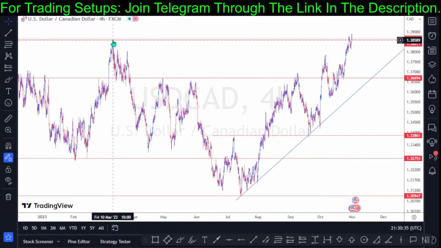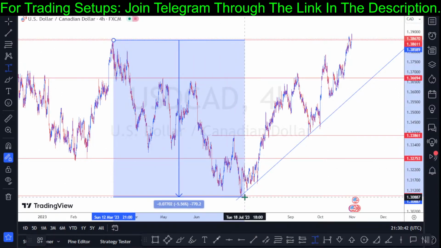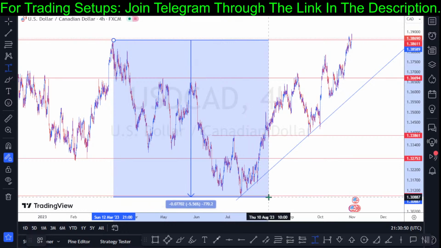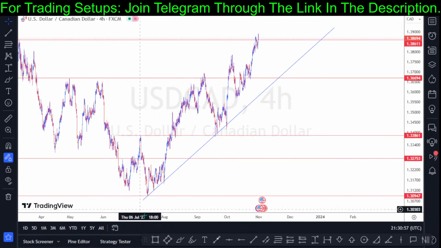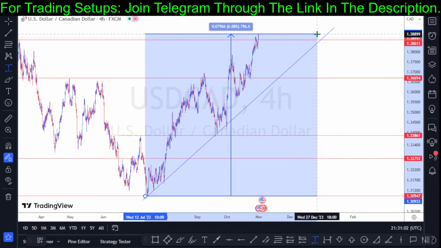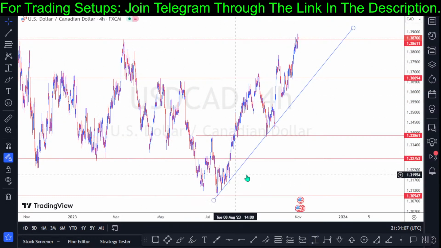When price got to this peak right there, price precipitated downward aggressively, and this price move resulted in a depreciation of almost 770 pips. You can see that is minus 5.6% depreciation in value, right? And then again from this structure right here up, we have a 6% appreciation in value, which is almost the same distance, the same appreciation range value.